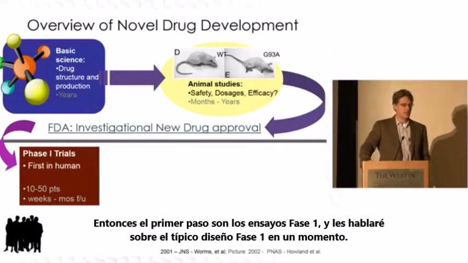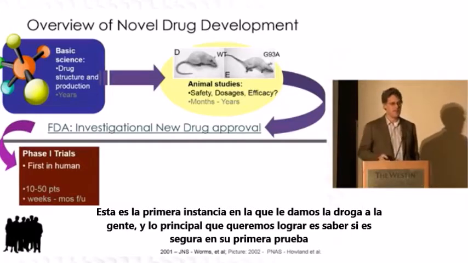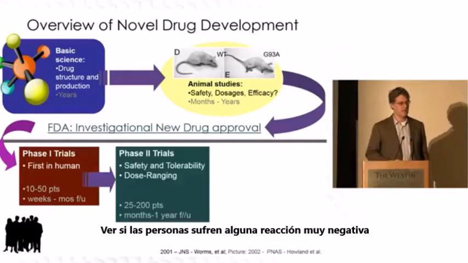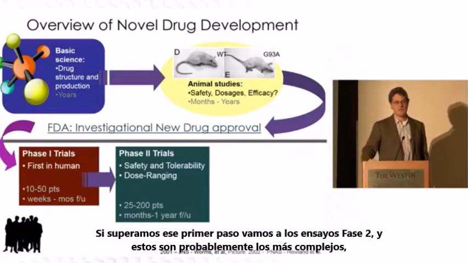And so the first step is phase 1 trials, and I'll talk about a typical phase 1 trial design in just a moment. But this is the first time we give this to people, and the main thing we're trying to get out of this is, is it safe? Is it, at first blush, safe? Do people have a terrible reaction to it? We can try to get more than that out of it. We can talk about where the drug goes, et cetera. But that's the main goal. If we pass that step, then we move into phase 2 trials.